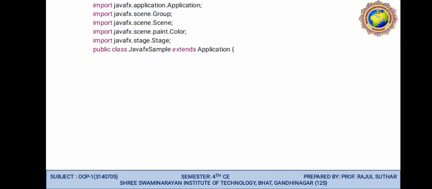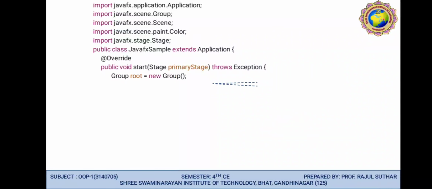Then public class, this is the name of the class, JavaFXSample. It extends Application, so extends the superclass, and it overrides. So in the body part we have written the override method. Public void start, Stage primaryStage, and here if any exception occurs, it is covered using try and catch.